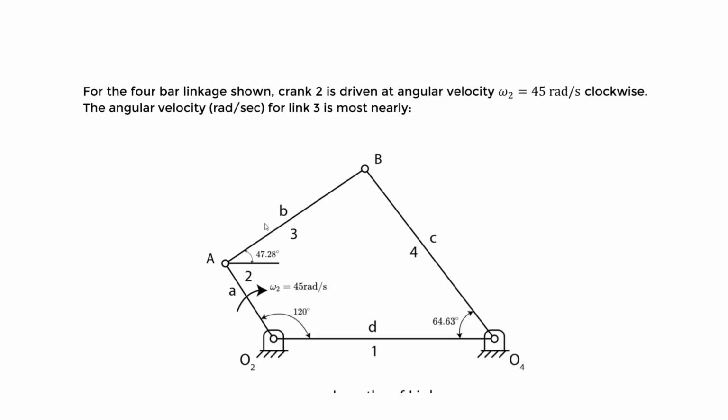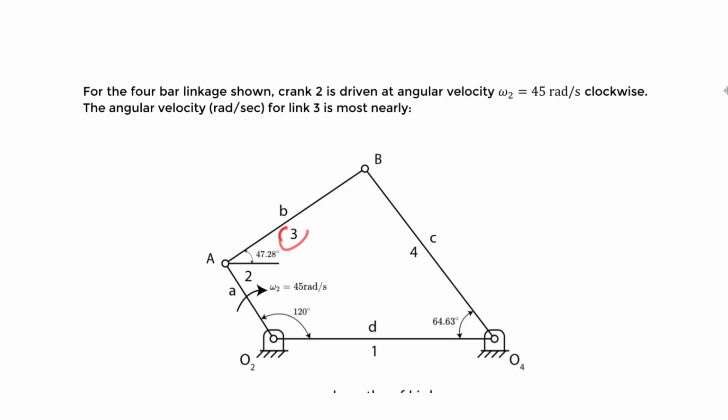on page 115. So we're told we have a 4-bar linkage shown. Crank 2 is driven by angular velocity omega 2 of 45 radians per second clockwise. So this is going to be our crank 2. It's denoted by the number 2, meaning it's this link. Crank 2, this is the crank, the link 2. So omega 2 is 45 radians per second that's applied at this link. We're told the angular velocity in radians per second of link 3 is most nearly what?